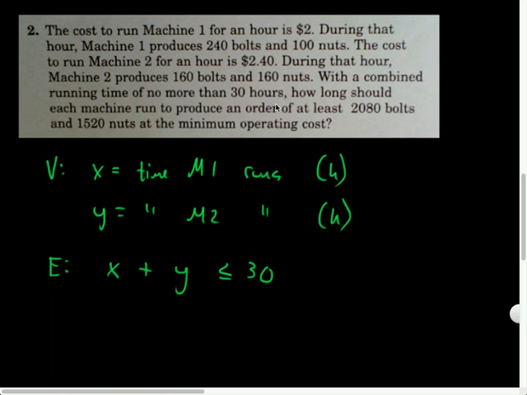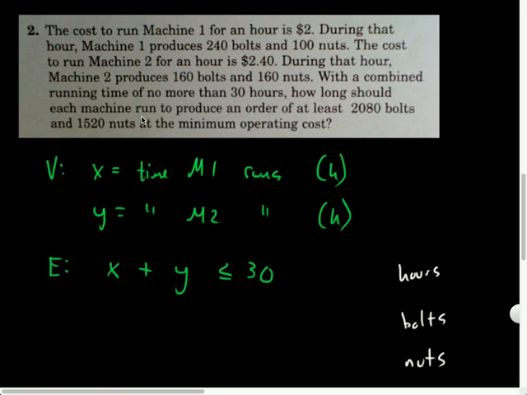Let's write an equation about the bolts produced. This equation was about hours. I'm going to write an equation about bolts, an equation regarding the nuts, and then I'll have my profit equation. Actually, wait, no, we're good. All right, so let's write these equations.